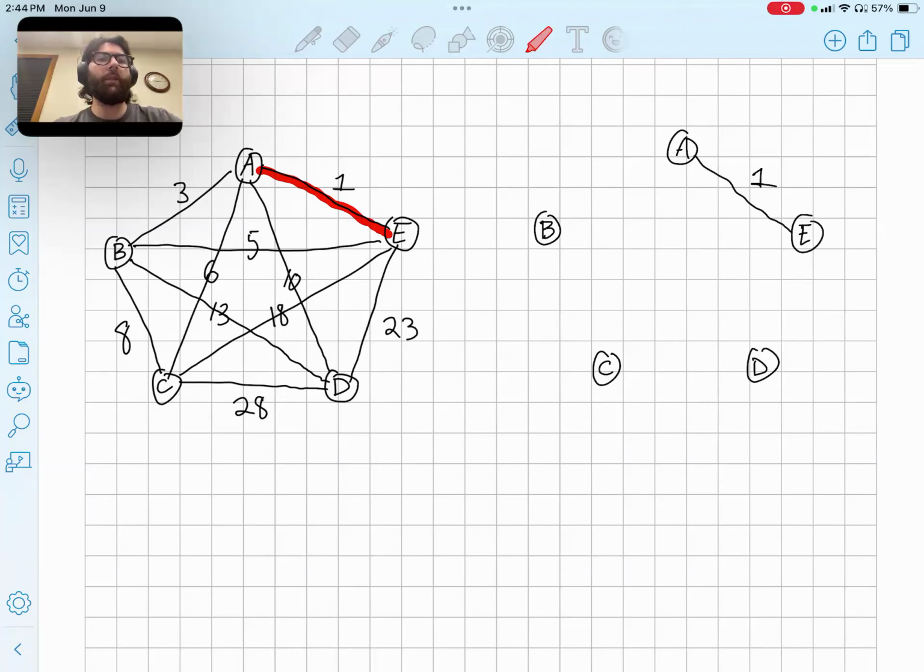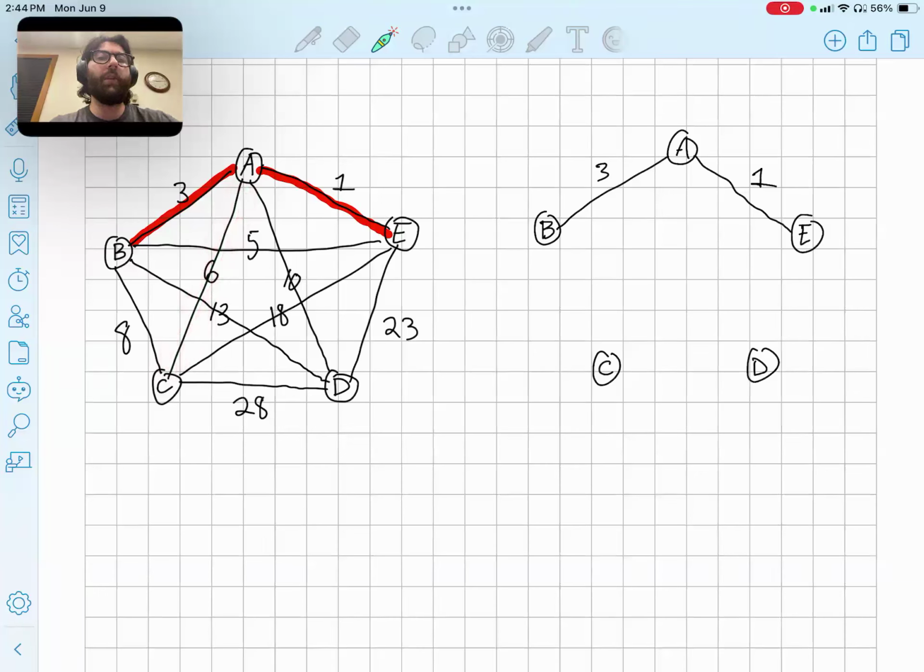Okay, now I'm going to scan the rest of it. I see I have a 3. Do I have anything cheaper than a 3? I've got a 5, 6. Everything else is double digits, 8. So this 3 is going to be the cheapest one. So I'll draw this in. And so now, notice I have 2 highlighted edges connected to A. So I can't pick any other edges that are also connected to A. So if I want to end up picking this 6 right here, I can't do that.